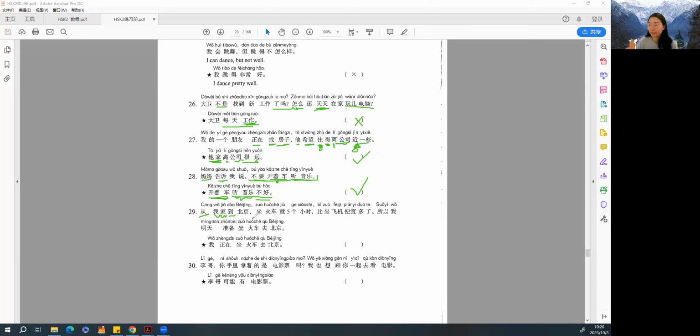And then our question 29. 从我家到北京, from my home to Beijing, 坐火车, 火车 means the train, 坐 means sit on the train, 就5个小时, exactly 5 hours, it takes exactly 5 hours. Then it's a comparison with taking the plane, 坐飞机, 便宜多了, which is much more affordable. So 我明天准备坐火车去北京, tomorrow I'm ready to take the train to Beijing, right?